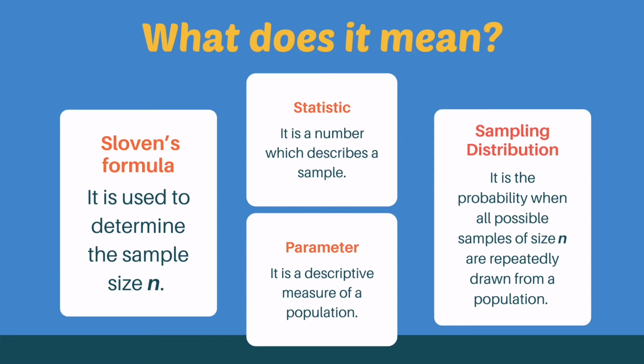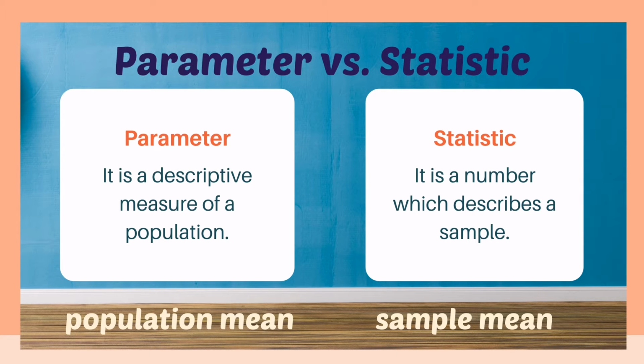So before we proceed with the sampling distribution, let us first differentiate parameter and statistic. For the parameter, we have the population mean. Other than that, we have population standard deviation and population median. For the statistic, we have the sample mean, wherein it serves as an estimator for the population mean. Other examples of statistic are the sample standard deviation or the sample median.